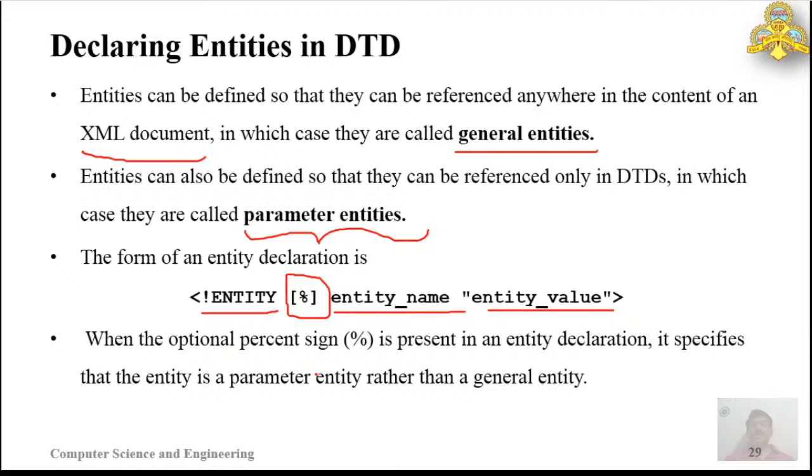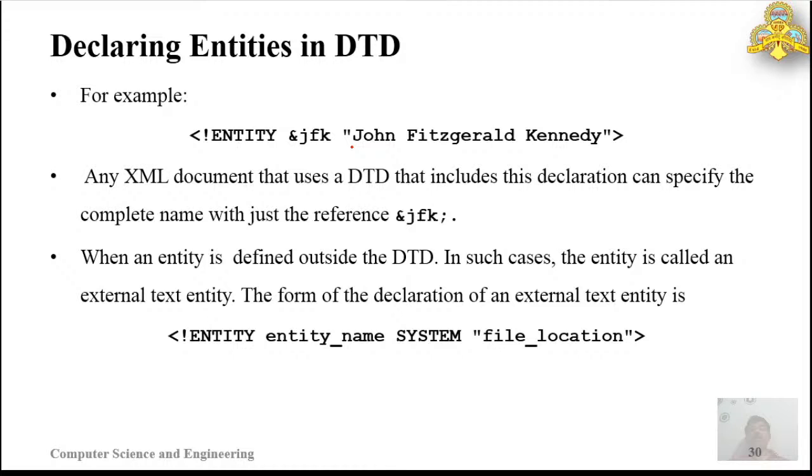Example: here I am using a string entity for the string John Fitzgerald Kennedy. Here is the entity name, JFK, ampersand JFK. So whenever any XML document uses this declaration, instead of typing this long string, I can just specify the reference, and the XML processor will replace every reference of the entity, that is ampersand JFK, with the string John Fitzgerald Kennedy.